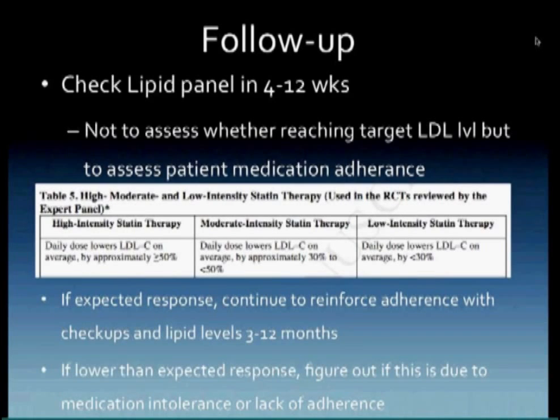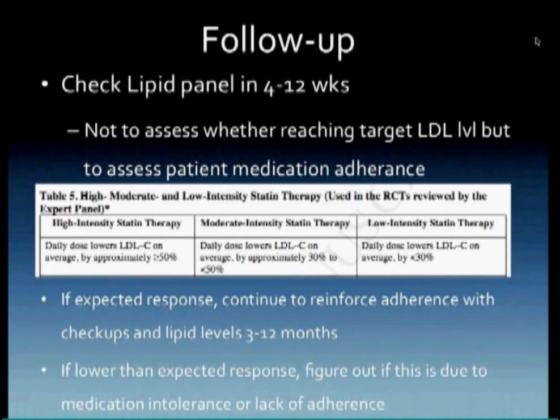If at this 4 to 12 week visit you have reached the expected drop in LDL levels, you're going to continue to reinforce the adherence. You're going to check lipid levels every 3 to 12 months to continue to check adherence. And all of this is in addition to lifestyle modification, smoking cessation, and moderate exercise. You want to definitely encourage that.